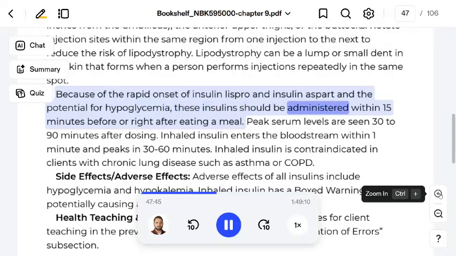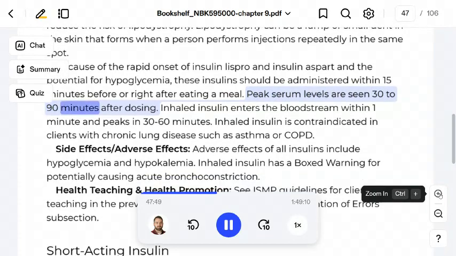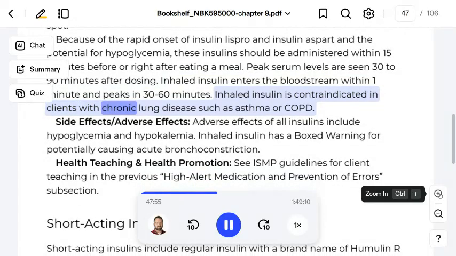Because of the rapid onset of insulin lispro and insulin aspart and the potential for hypoglycemia, these insulins should be administered within 15 minutes before or right after eating a meal. Peak serum levels are seen 30 to 90 minutes after dosing. Inhaled insulin enters the bloodstream within 1 minute and peaks in 30 to 60 minutes. Inhaled insulin is contraindicated in clients with chronic lung disease such as asthma or COPD.